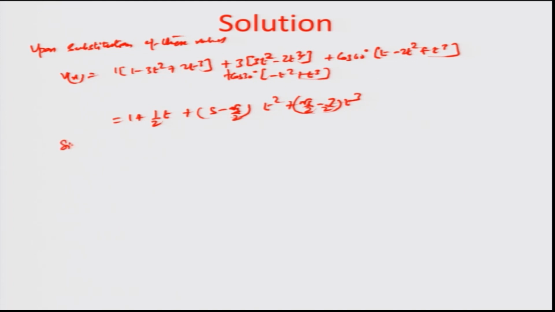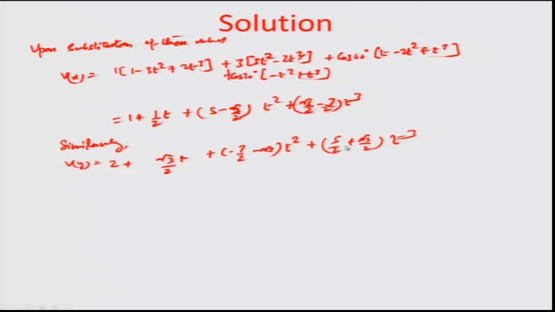And similarly, in case of Vy(t), we can write down as 2 plus root 3 by 2 t plus (minus 7 by 2 minus root 3) t square plus (5 by 2 plus root 3 by 2) t cube.